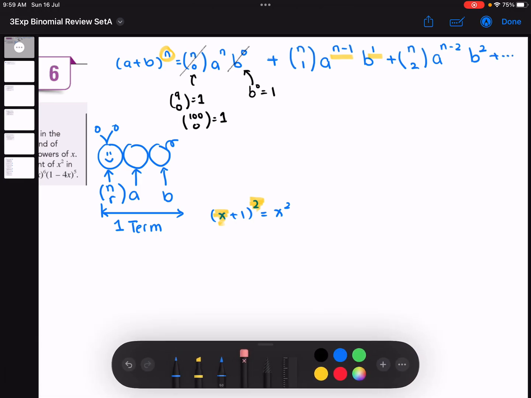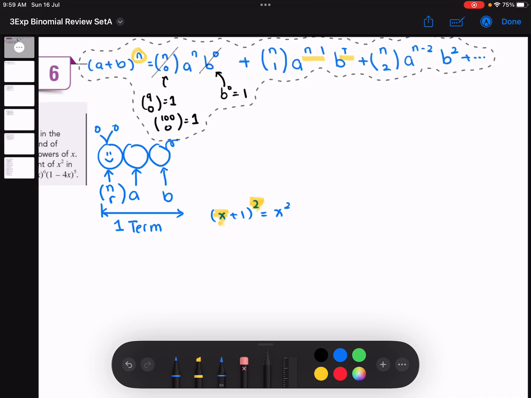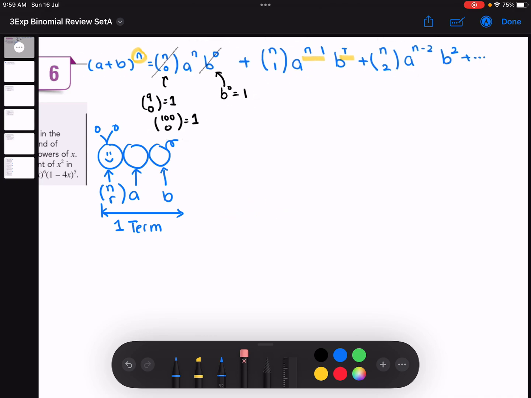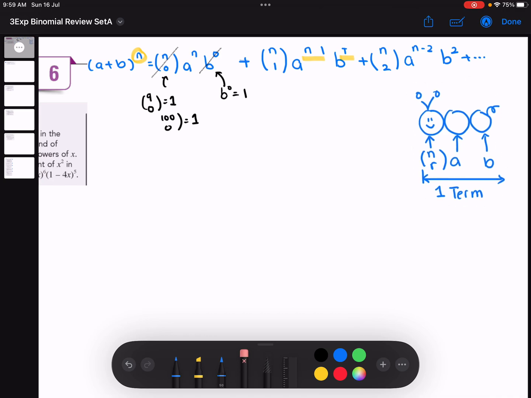General term is not in your test as far as I understand. So, let me just stay here. Erase some stuff. My caterpillar is cute. I'm going to leave my caterpillar here. Next time when I teach binomial, I'll draw a caterpillar there.